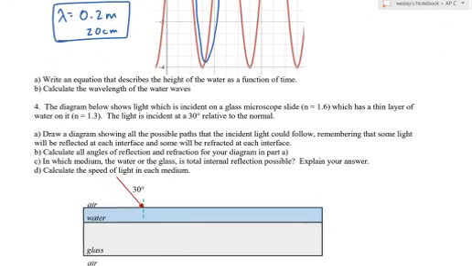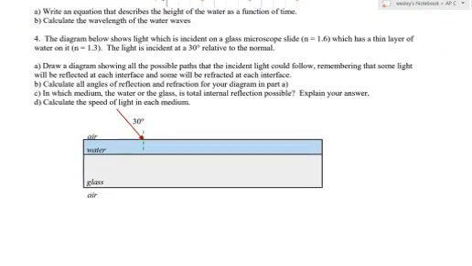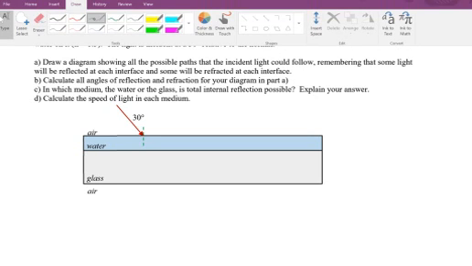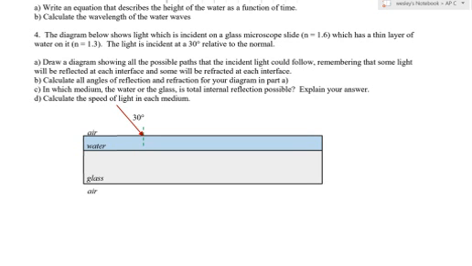So let's look at number 4. This is where we start getting into things that we've done recently. So draw a diagram showing all the possible paths that the incident light could follow. Some will be reflected at each interface. So what we're going to do is different colors, I guess. We'll do the transmitted stuff first. We'll make the transmitted stuff blue.